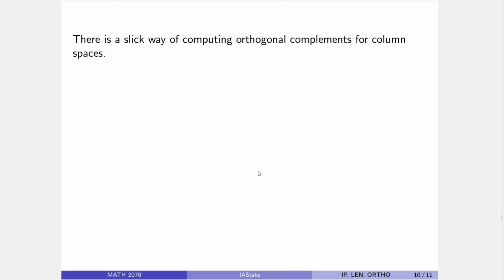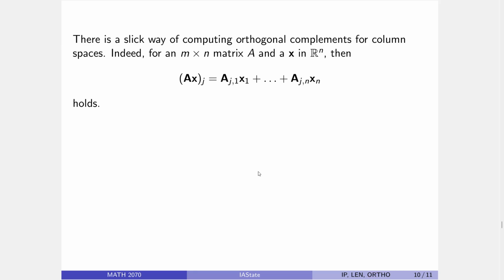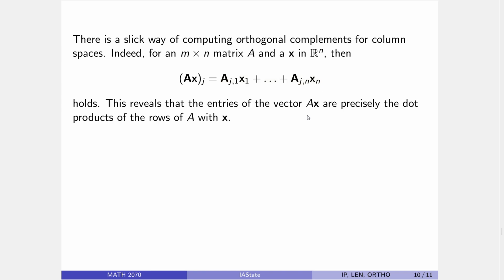Well, it turns out that there's a pretty slick way of getting it if the subspace you're working with is a column space. Get ready, this is my all-time favorite formula in this class. And to get to it, we've got to break down a couple of things. If I take an m by n matrix A and multiply by a vector x, then its jth component is equal to this. But now, in the language of dot products, note that this is the vector consisting of the entries found by taking the dot product of the rows of A with x.